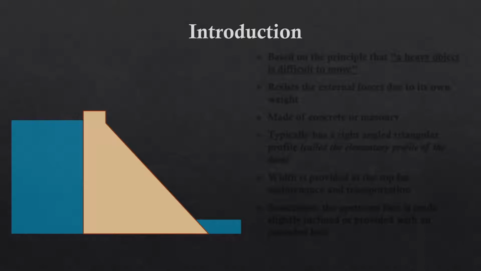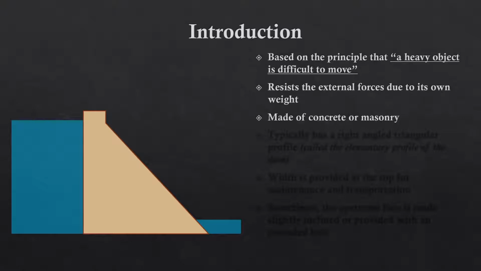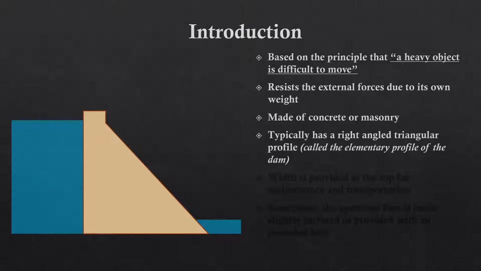So a gravity dam is based on the principle that a heavy object is difficult to move. That means most of the resistance that it gains against the external forces is due to its own weight. So it is mostly made of concrete or masonry, and the typical shape of a gravity dam is like a right angle triangle, and the basic right angle triangular profile is also called the elementary profile of the dam.